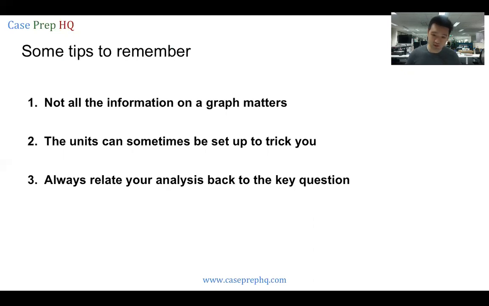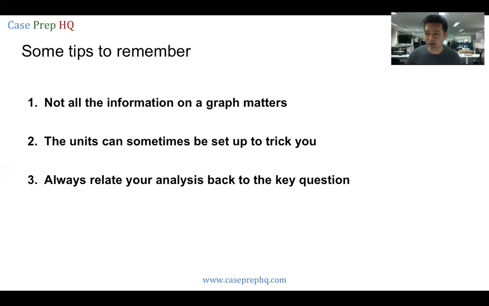Number two to watch out for is that sometimes the units can be set up to trick you. In the example I just showed you, there isn't any of that. But what if, for example, the revenues were expressed as US dollars, and the costs were expressed as Australian dollars, because the manufacturing is done in Australia? That would be a trick where you would have to remember that there's some implied exchange rate between the two of them, maybe like 90 cents to the dollar or something. So you have to apply a transform to the information before you can begin to analyze it.